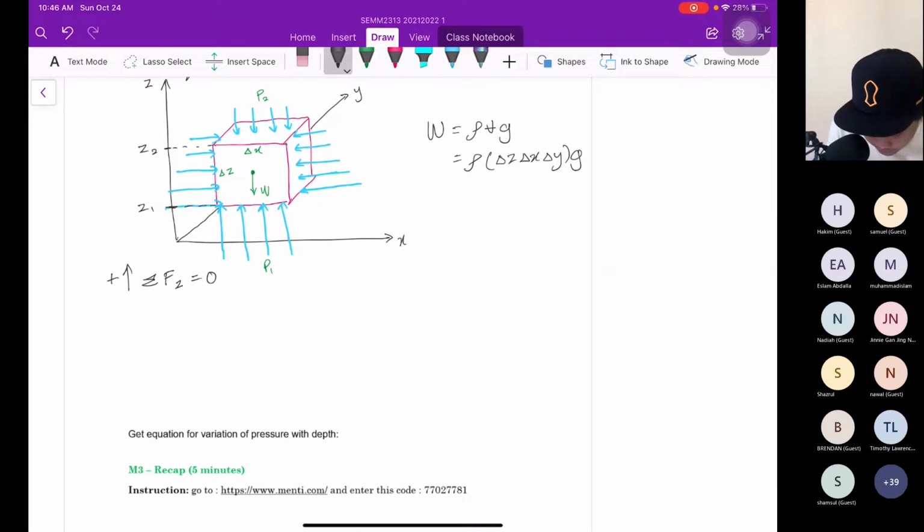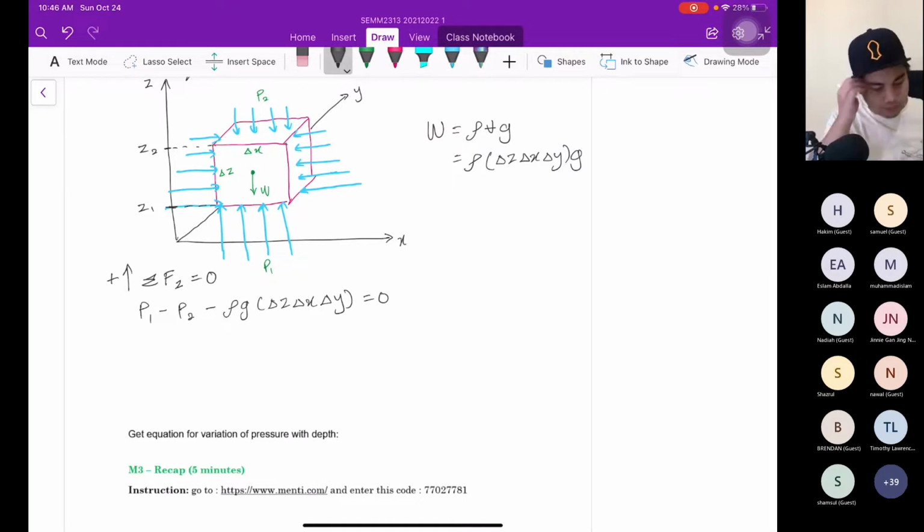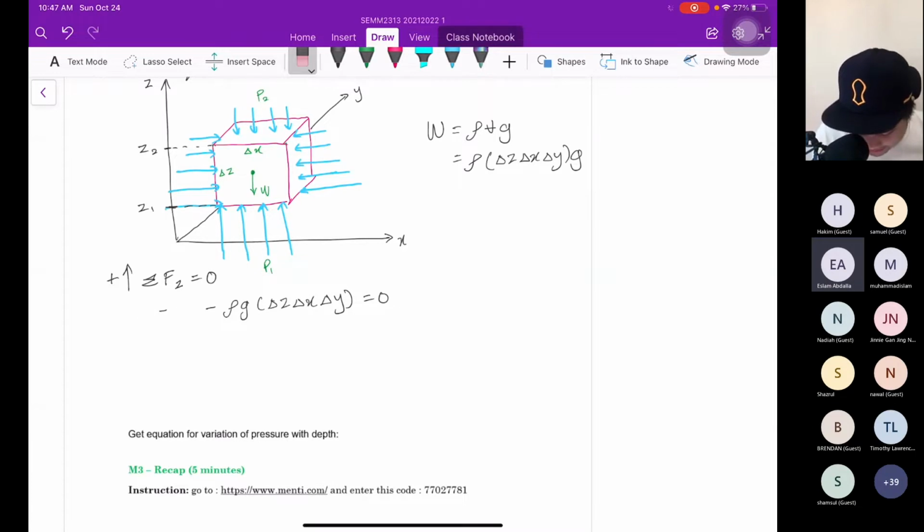So from here, what are the forces involved? Positive upward, P1 minus P2 minus W, which is rho G delta Z delta X delta Y, equal to 0. Okay, excuse me, sir, we missed something, which is the area. Yes, the area. Perfect.